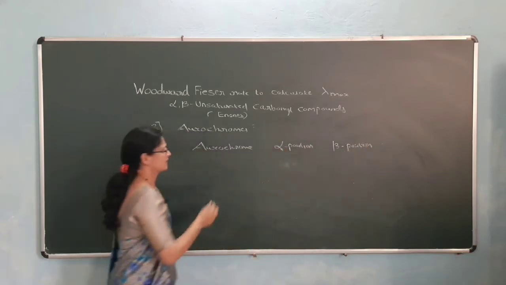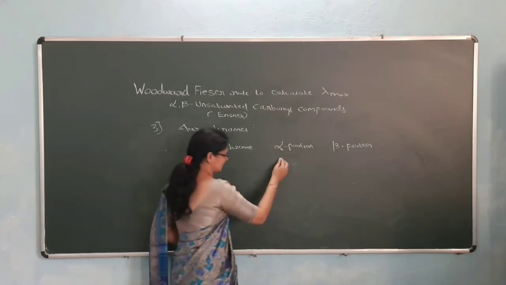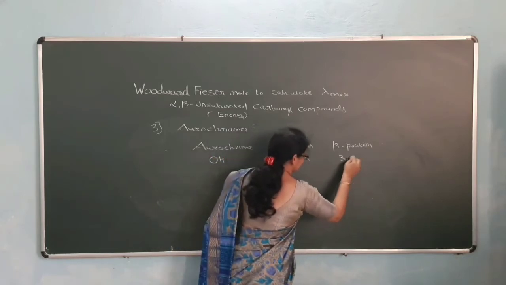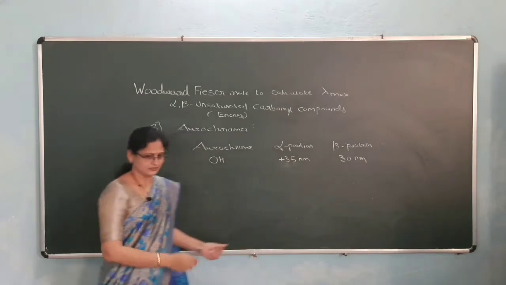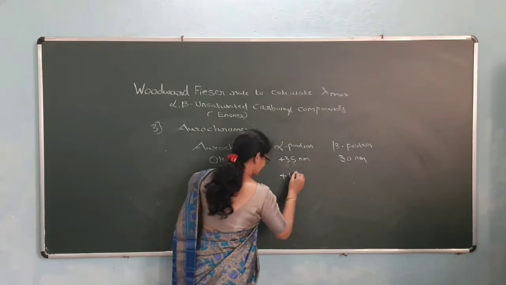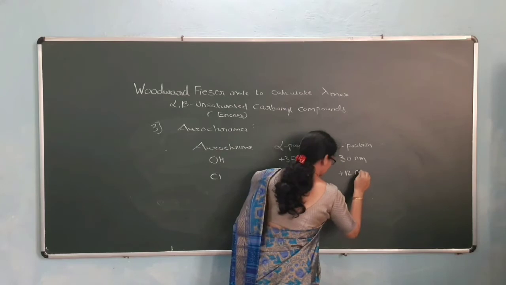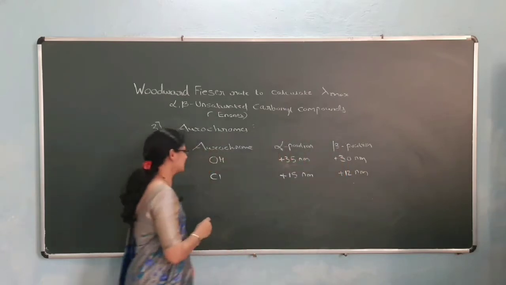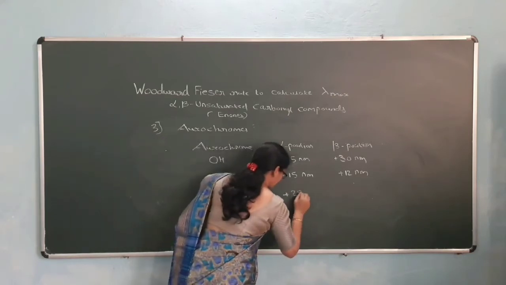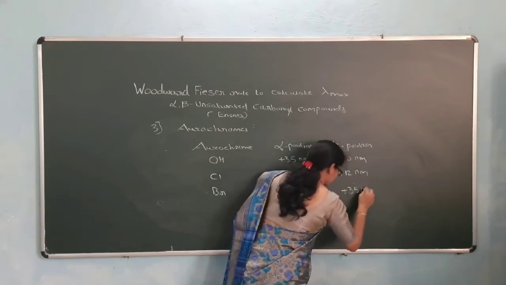Okay, first we'll take the auxochrome OH group. At the alpha position the value is plus 35, and at the beta position plus 30 nanometer. Next Cl: it is plus 15 nanometer at alpha position, and at beta position plus 12. Then Br: it is plus 25 nanometer, and at beta position you have to give the value of 35.